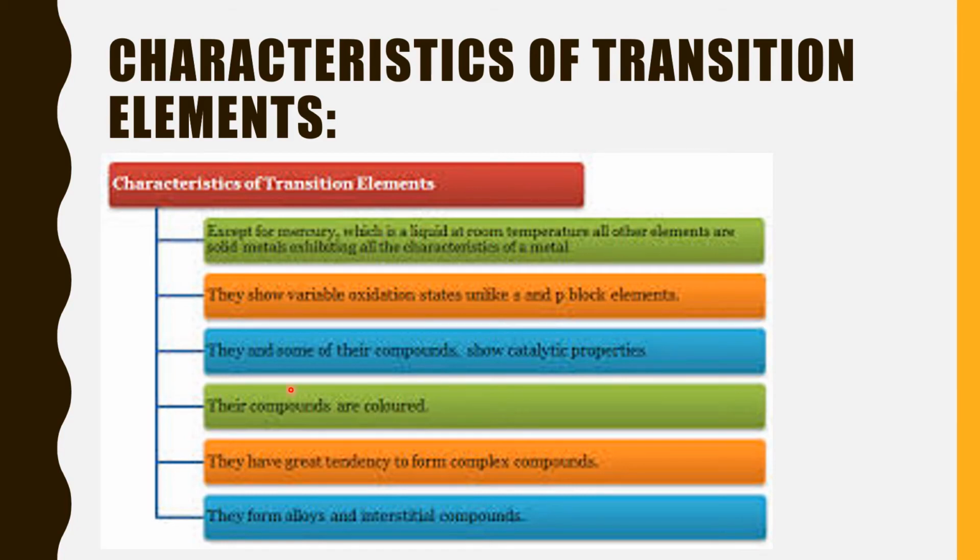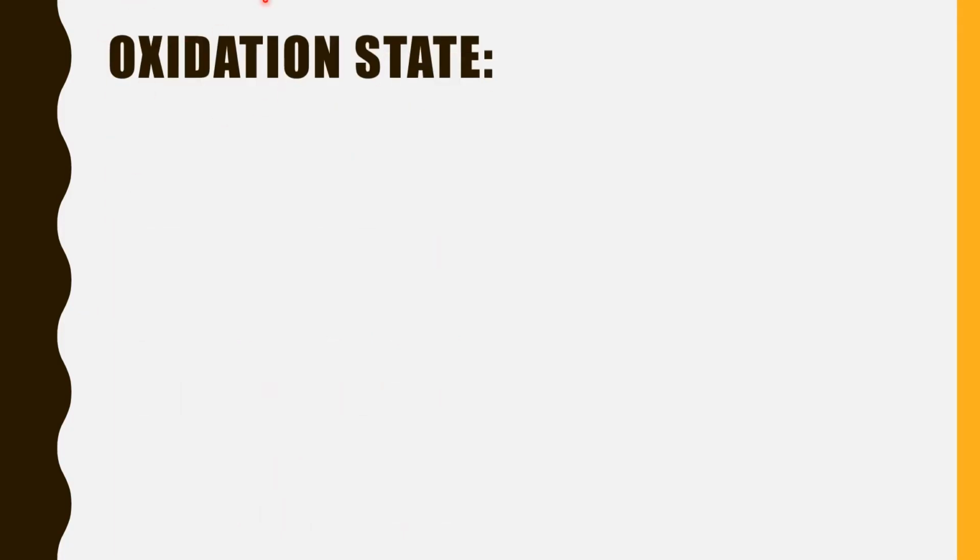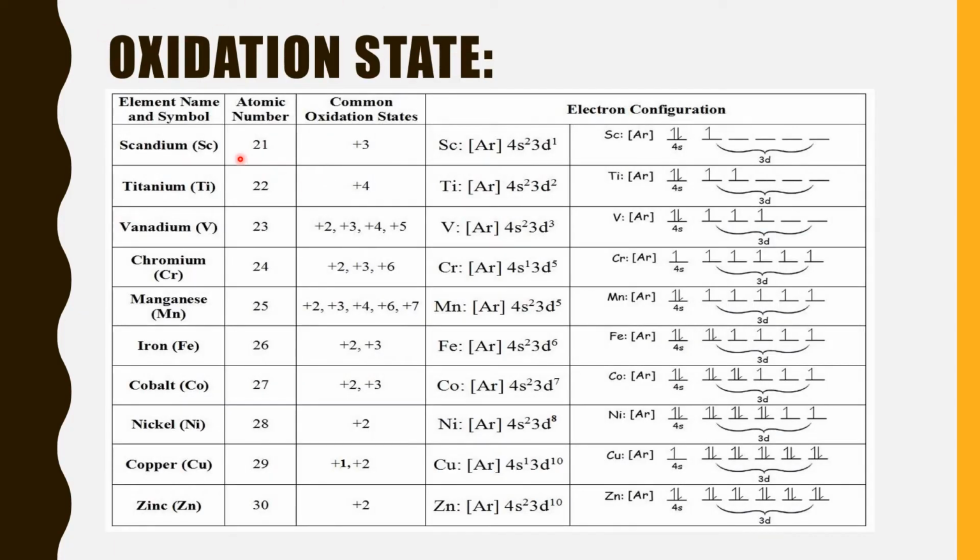Some compounds show catalytic properties, and their compounds are colored. They have a great tendency to form complexes, and they form alloys and interstitial compounds. These are the characteristics of transition elements. Let's see them in detail. Now we are going to see the oxidation state, for the 3d series, that is scandium to zinc.